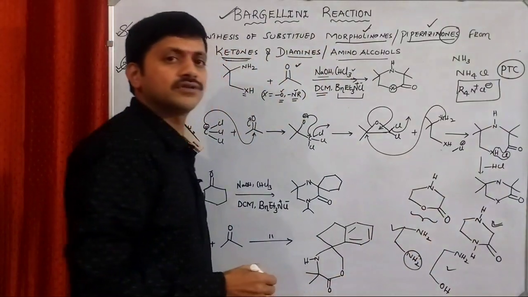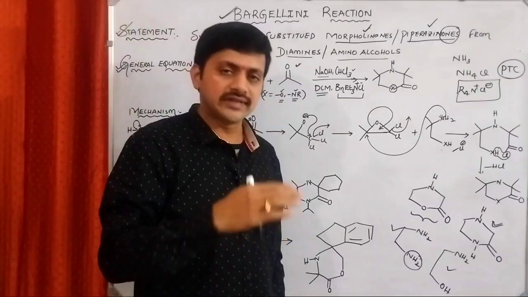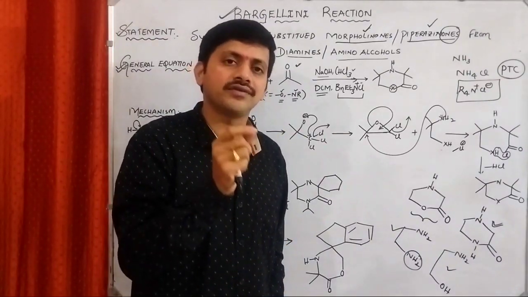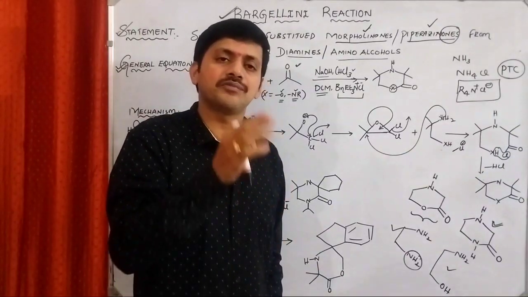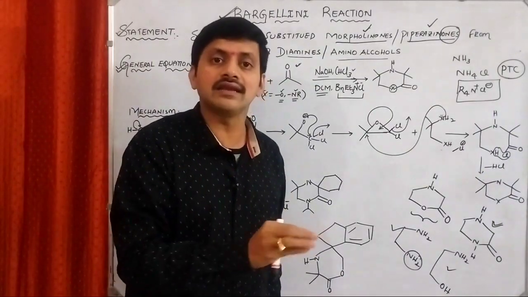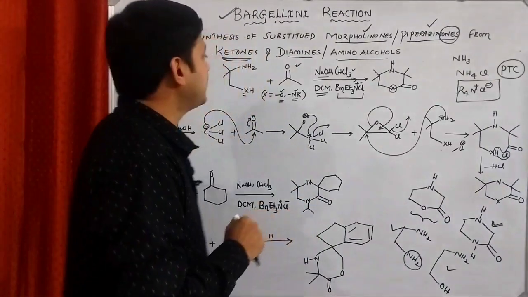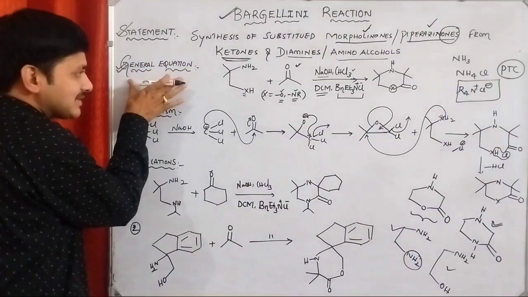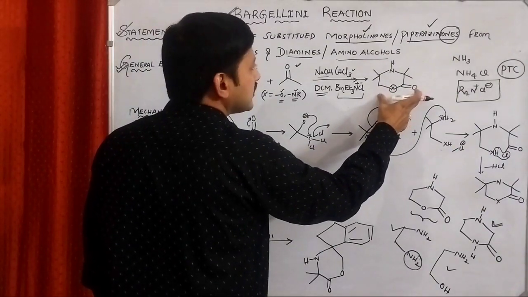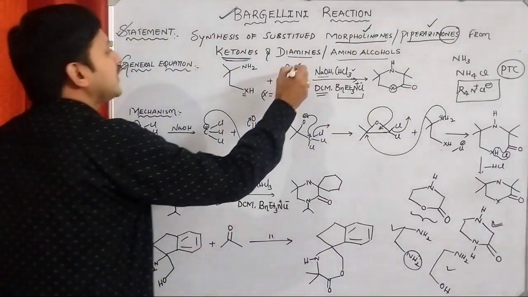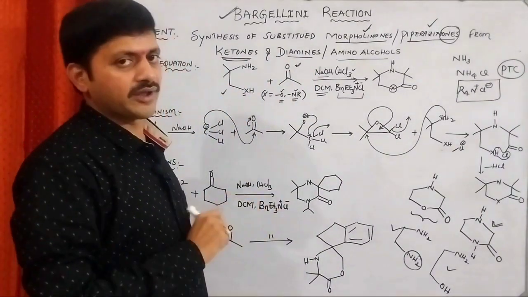We all know the importance of phase transfer catalysts in organic chemistry. Right? So in the coming videos, I am going to give a brief talk on phase transfer catalysis. There we will discuss the importance of different kinds of materials which are used as catalysts in organic synthesis. Right? Simply, the general equation tells us that we can synthesize the substituted morpholinones or the piperazinones from ketones and either diamines or amino alcohols.